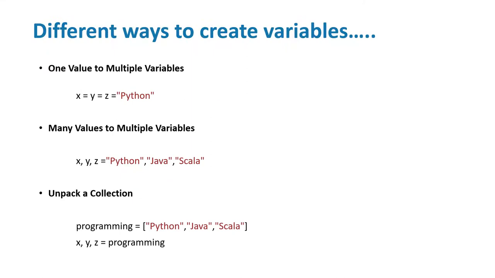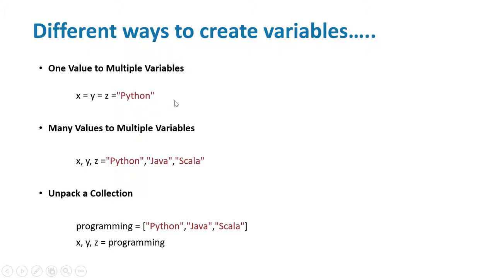Next, continuing with the previous topic, the different ways of creating variables, let's try to understand a few other alternative ways as well. First, one value to multiple variables. In this example, I have given x, y, z is equal to Python. So all these variable names are assigned the value Python.